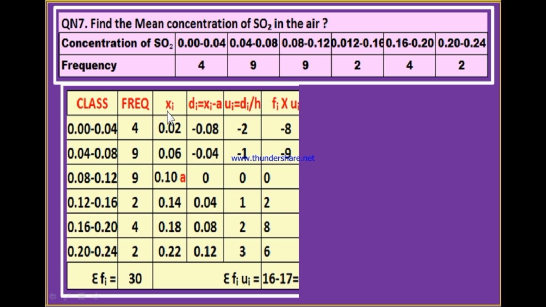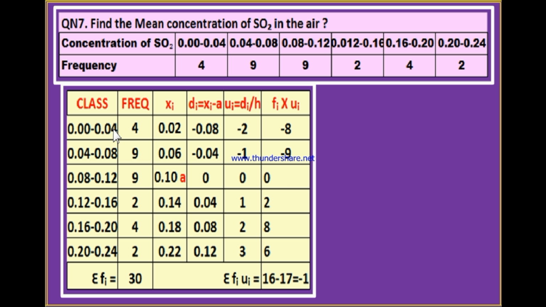Now let us consider the mid values xi, the mid value or class mark. The mid value of any class can be obtained by finding the average of the lower and upper boundary of the class. For the first class, the lower boundary is 0.00 and the upper boundary is 0.04. If you add both, you get 0.04. Now, what is the average? You divide the sum 0.04 by 2, and 0.04 divided by 2 is 0.02.